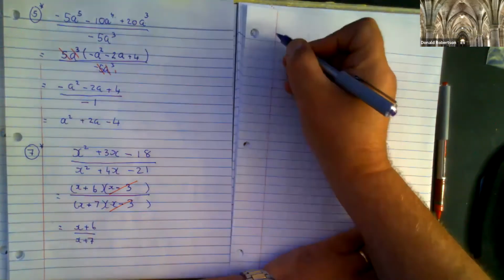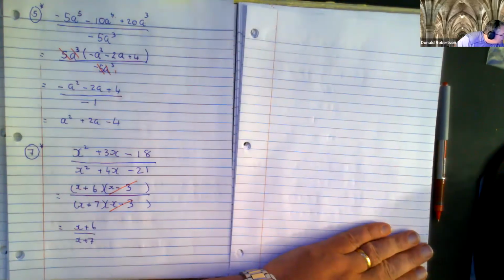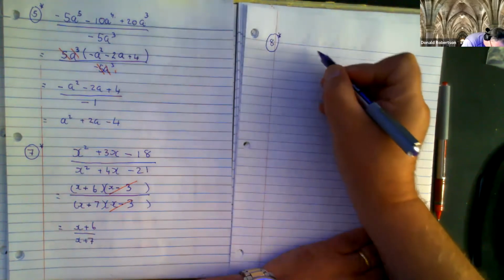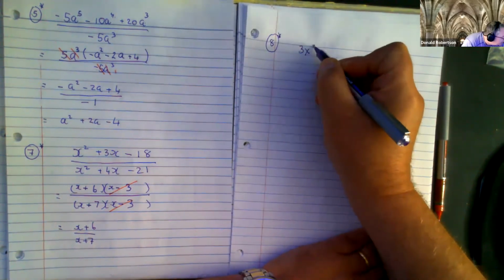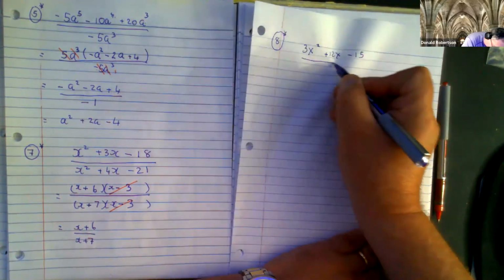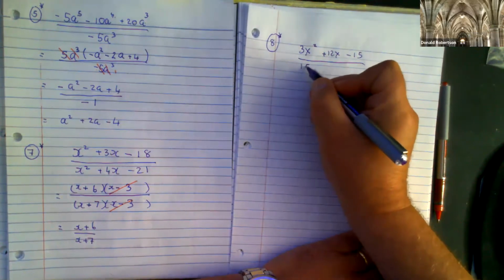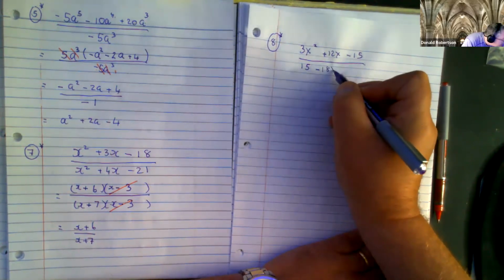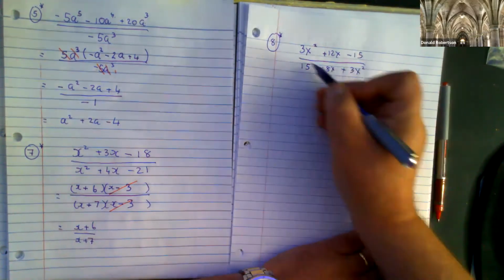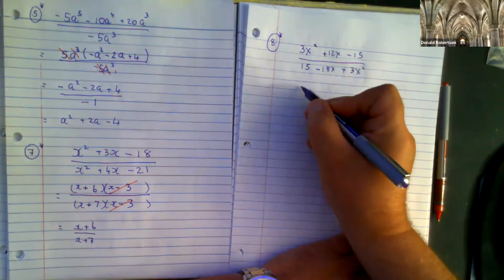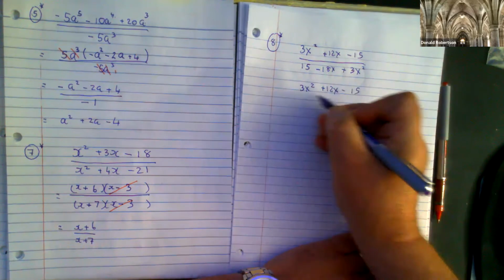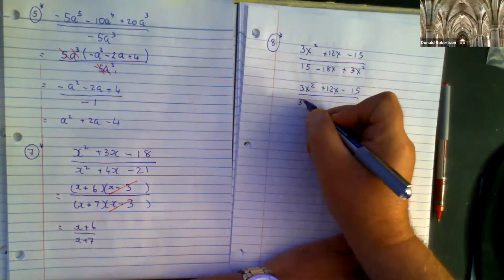Suppose we add another level of difficulty. So I have 3x squared plus 12x, take away 15 on the top. And on the bottom, I have 15 take away 18x plus 3x squared. Well, the first thing I would say is, look, you don't really like quadratics written in that format. So I'm going to begin by just rearranging the denominator.